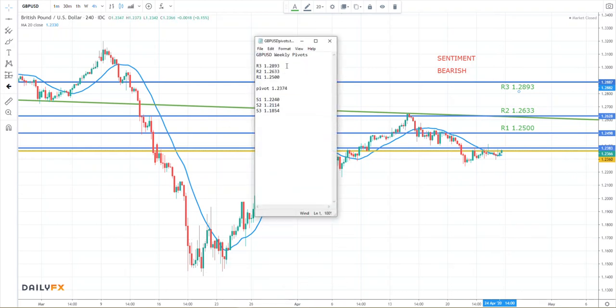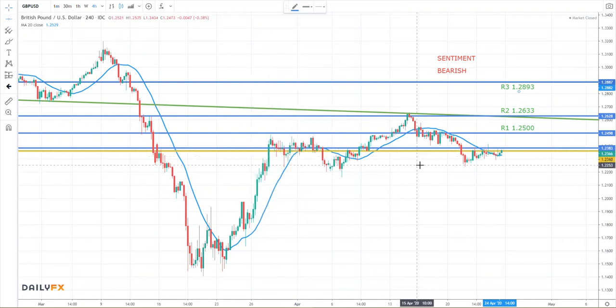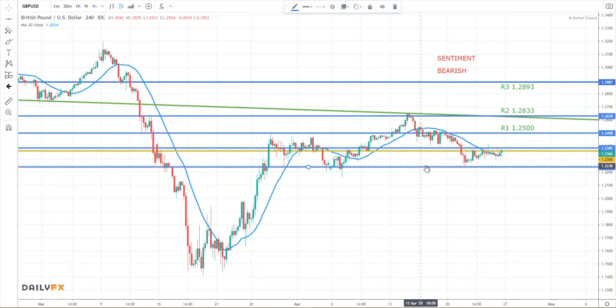The reverse is if in the big scope of things that's a bull trend, then you're looking for those dips. S1, 1.2240. Okay, so our first support, recent lows back here on April 21st, 1.2240.